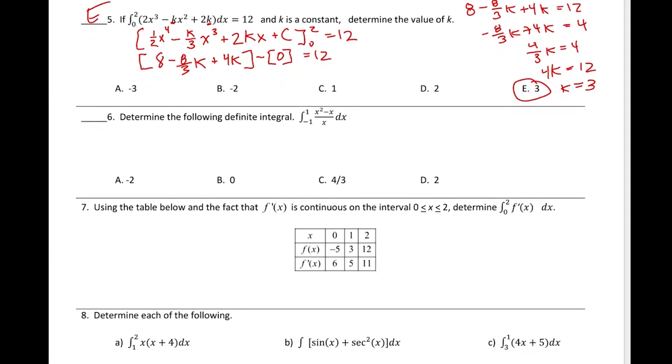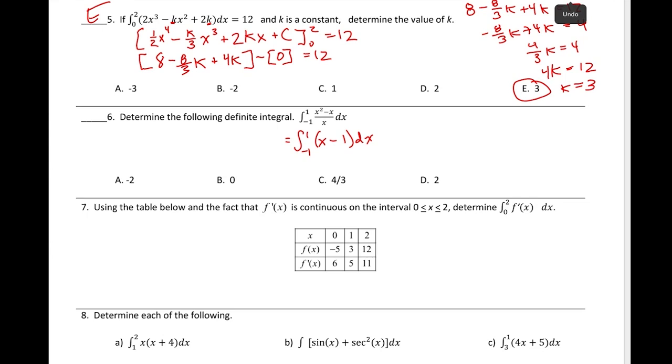Number 6, we want to determine the following definite integral. So we're going to go through basically the same steps we've gone through on a lot of these fundamental theorem problems. But first, we're going to try to rewrite this expression so that it looks more like a polynomial. And so we could use the good old power rule when we try to find the antiderivative. So this will be equivalent to the integral between negative 1 and 1 of x squared over x is just going to be x. And then minus x divided by x is 1. So you get a much simpler expression here to deal with.